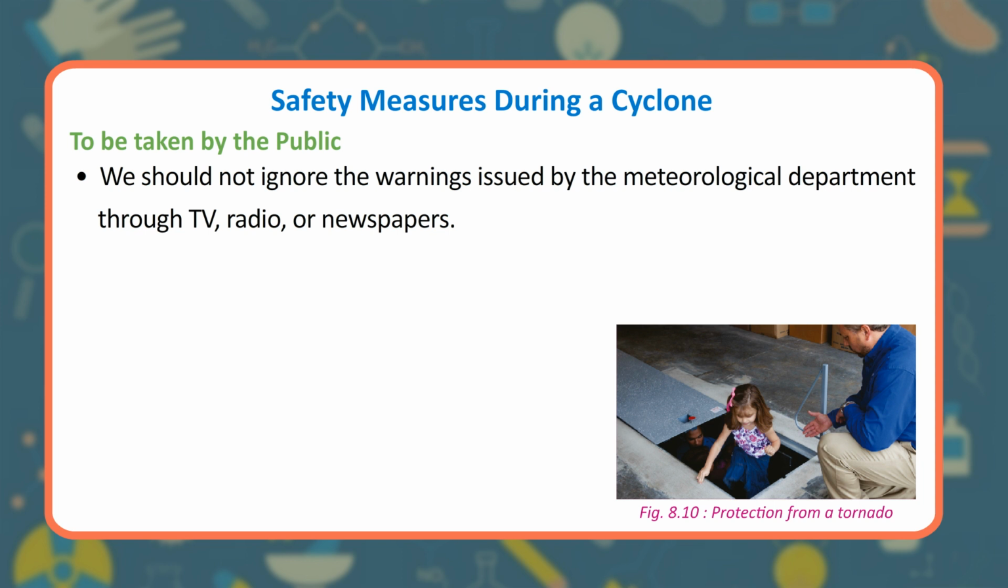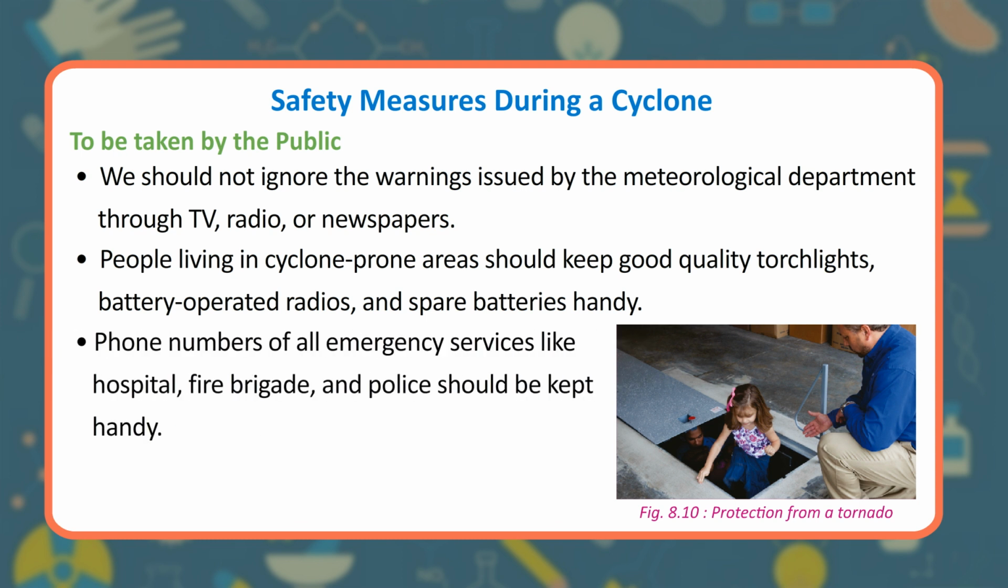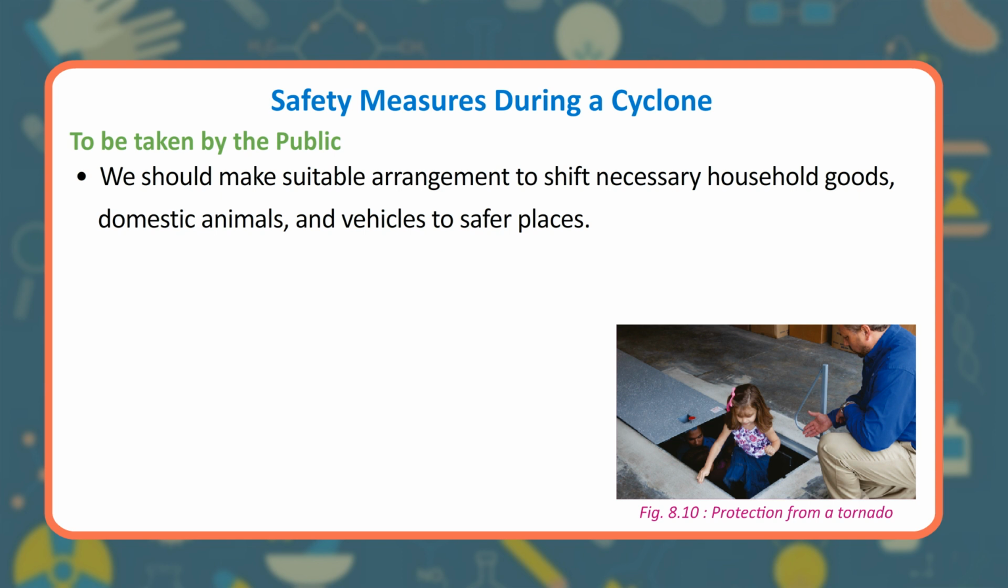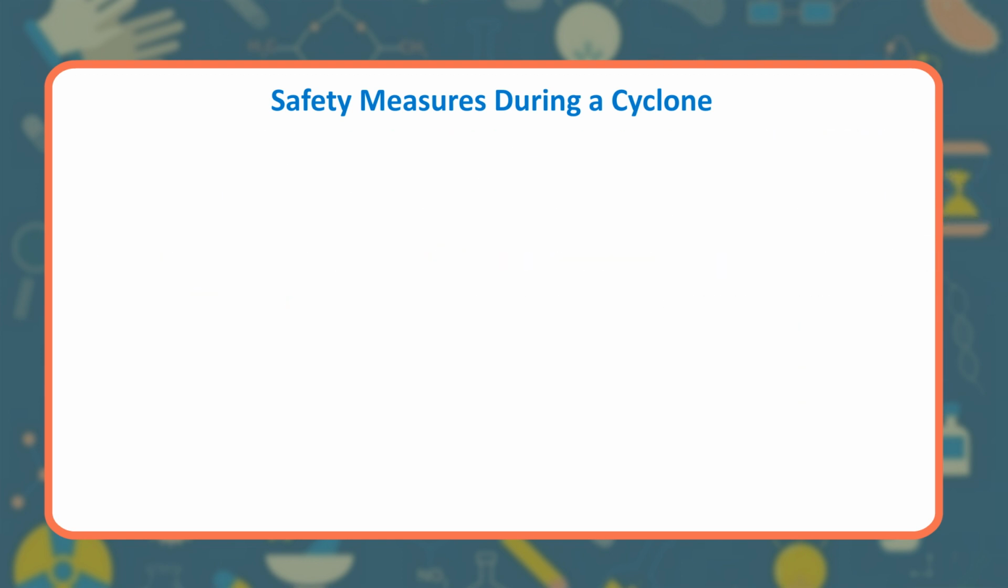To be taken by the public. We should not ignore the warnings issued by the meteorological department through TV, radio, or newspapers. People living in cyclone-prone areas should keep good quality torchlights, battery-operated radios, and spare batteries handy. Phone numbers of all emergency services like hospital, fire brigade, and police should be kept handy. We should make suitable arrangement to shift necessary household goods, domestic animals, and vehicles to safer places. We should not drive on roads which are underwater, as floods may have damaged the roads.